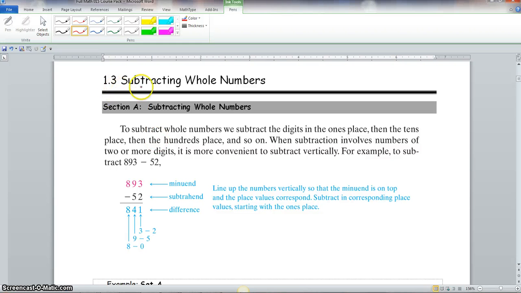Hello class, we're about to start section 1.3, subtracting whole numbers. Section A, subtracting whole numbers.